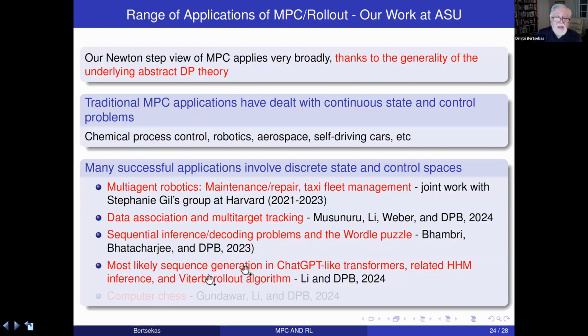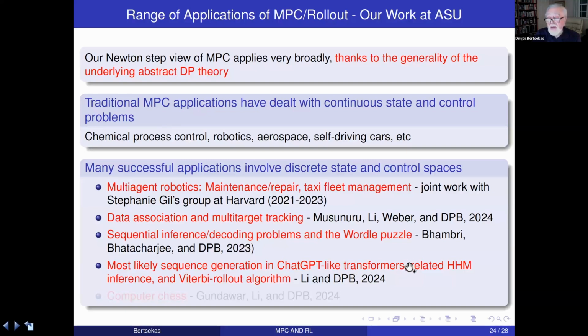And there are now 2 very recent applications which I'm quite excited about, and this one involves the problem of generating the most likely sequence in a ChatGPT type transformer. Now, this is an extremely difficult problem to solve. However, with rollout, we have been able to obtain very good approximations at relatively small computational cost.